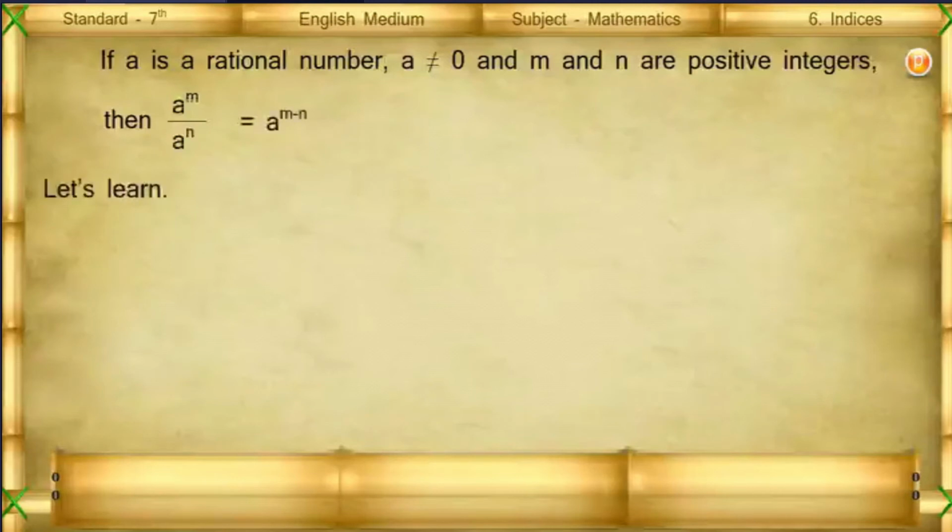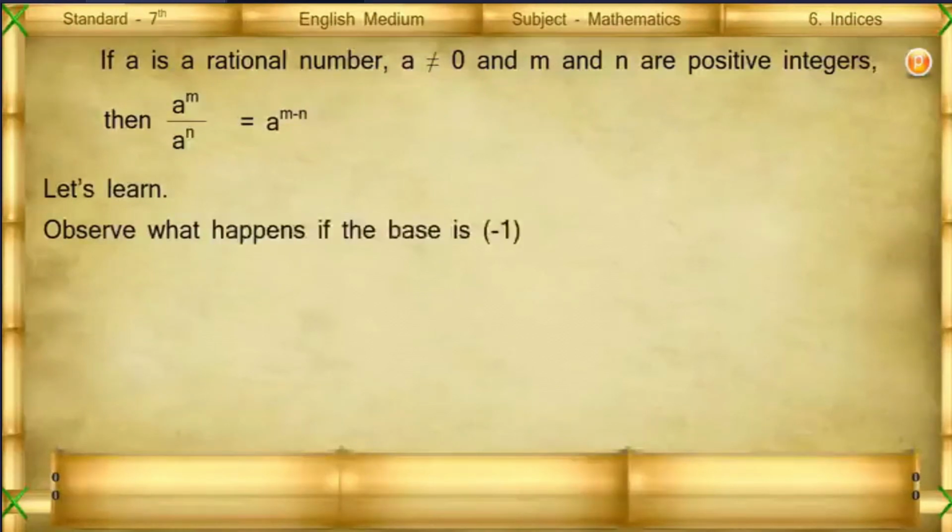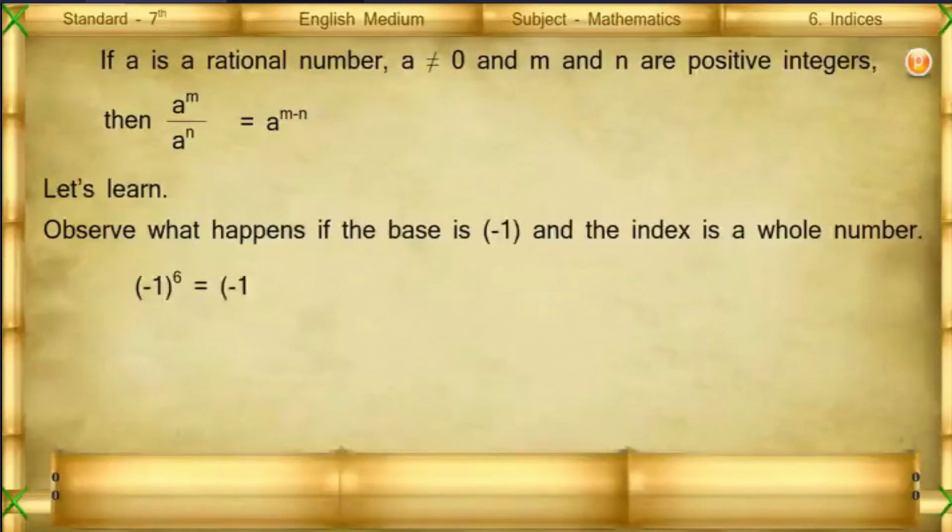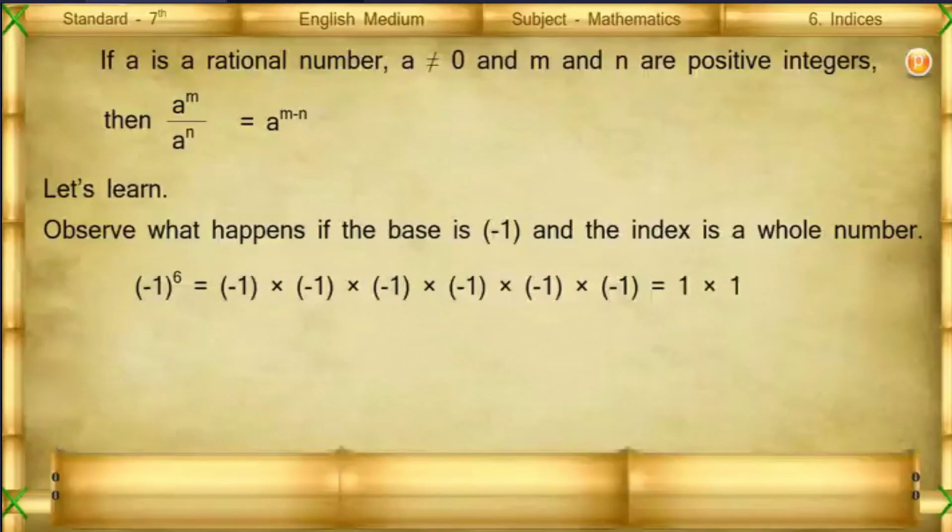Let's learn. Observe what happens if the base is minus 1 and the index is a whole number. Minus 1 raised to 6 is equal to minus 1 into minus 1 into minus 1 into minus 1 into minus 1 into minus 1, which is equal to 1 into 1 into 1, which is equal to 1.